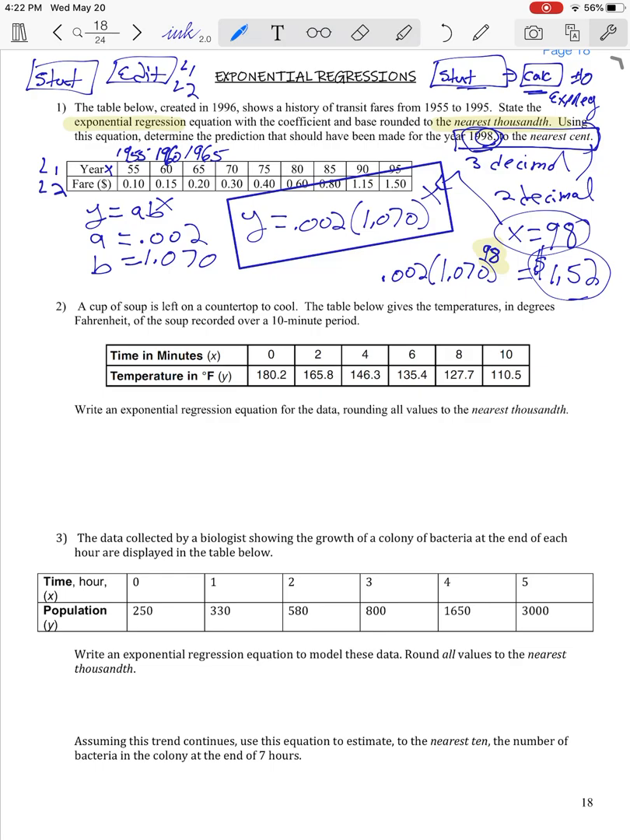Now, if you look at your table, it does make sense because in 1995, it's $1.50. So in 1998, it does make sense that it would be $1.52. And that's it.